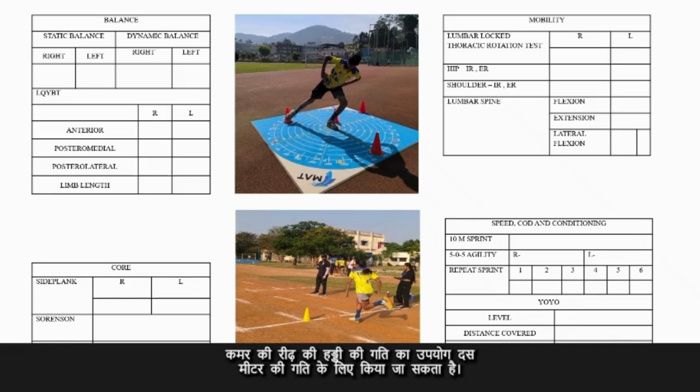be used. For speed, 10-meter sprint is assessed with speed gauge, and 505 agility testing for change of direction, right and left turns. Repeat sprint for checking out the anaerobic capability and the fatigue levels, and yo-yo for the endurance.